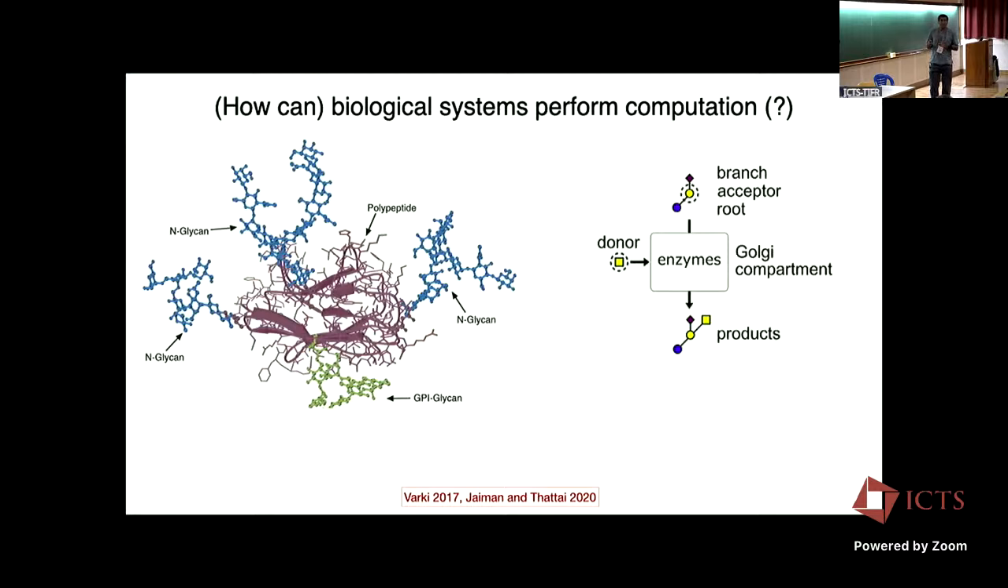This kind of modification happens in the Golgi apparatus. Proteins get fed into the Golgi apparatus, and sugars of different lengths and different branches get polymerized and added on to the protein, and the resultant thing they create is colloquially referred to as a glycan code.